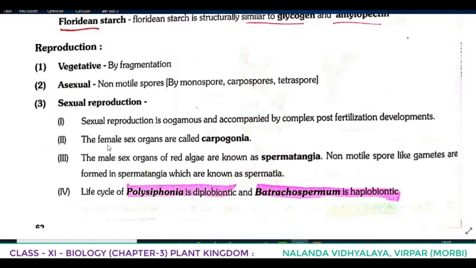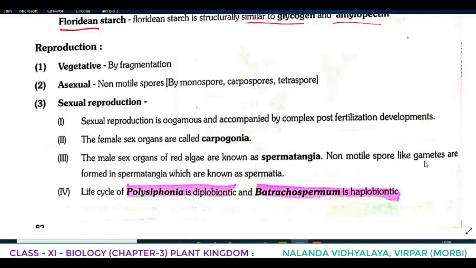The female sex organs are called carpogonia. Earlier we discussed antheridium and archegonium; here the new terminologies are coming. The female sex organs are called carpogonia, singular carpogonium. The male sex organs of red algae are known as spermatangia. What are they known as? Spermatangia, spermatangium singular.